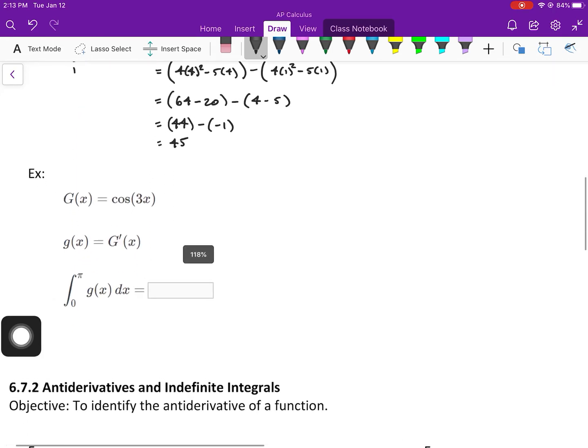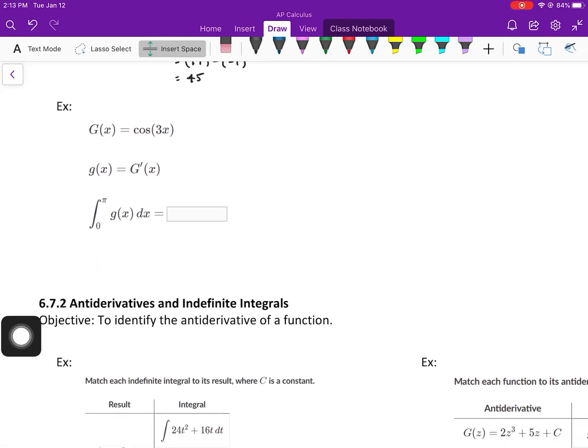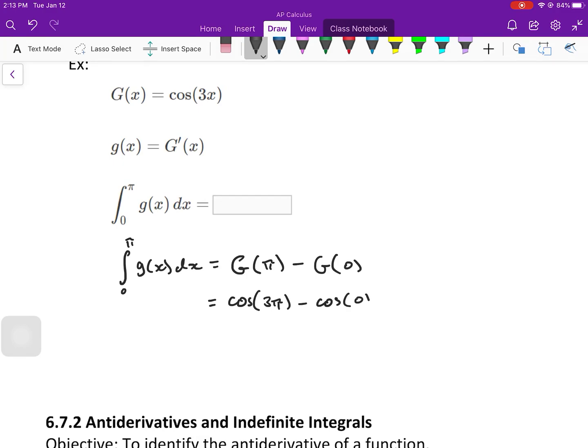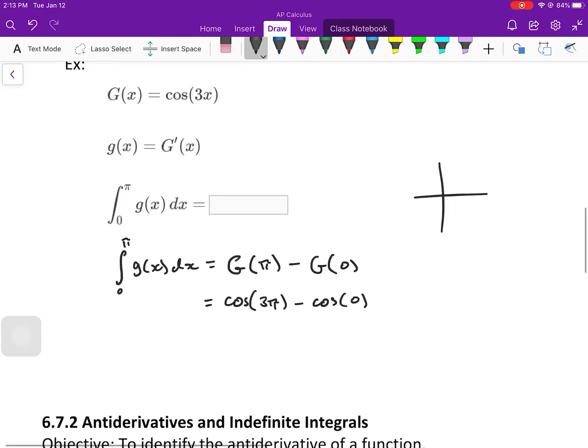Similar example here. I'll do this one because it has trigonometry and I know how you guys feel about trig. It's integral 0 to pi of g of x dx is going to equal capital G of pi minus capital G of 0. It's very bad looking capital G's. That'll work. So that's going to be cosine of 3 pi minus cosine of 0. And remember your unit circle. So cosine of 0 is 1.